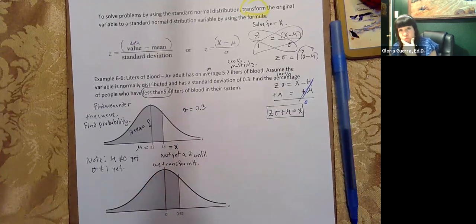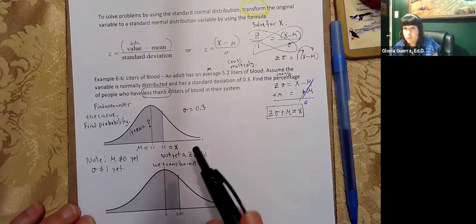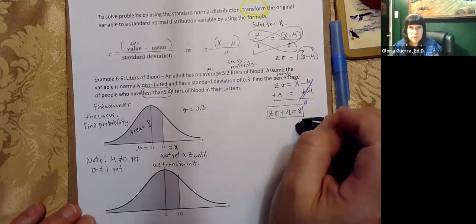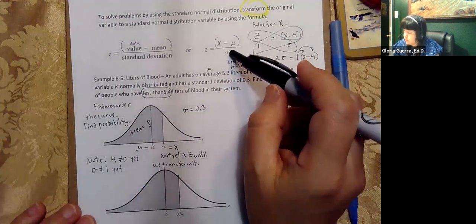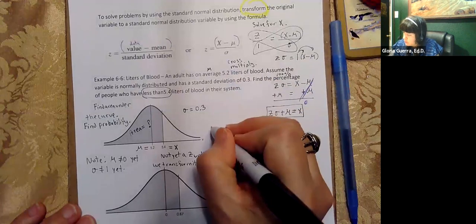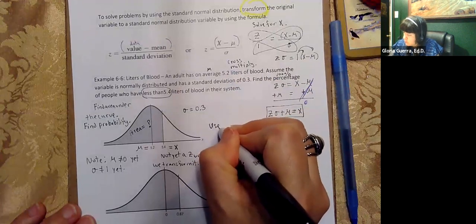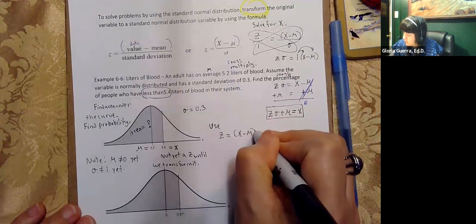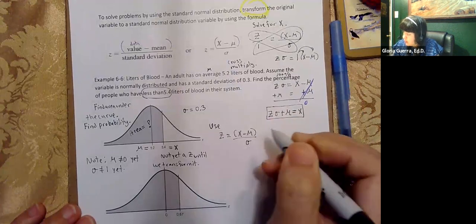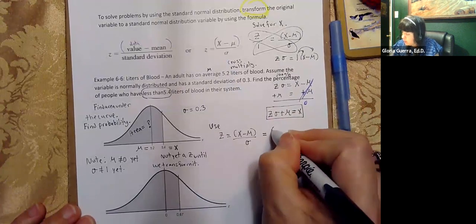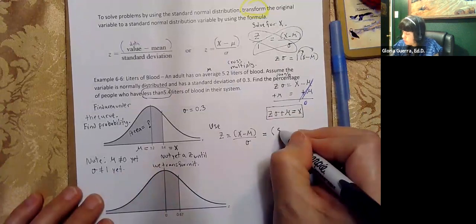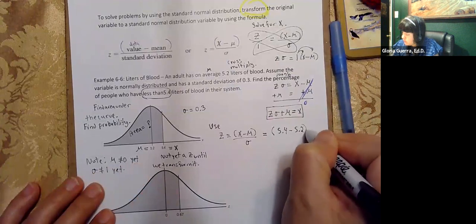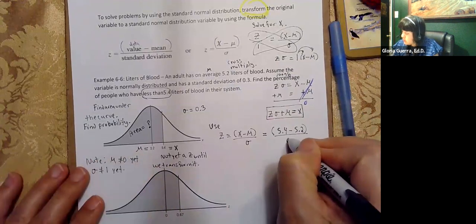So the way to transform that is to go ahead and use your formula at the top. We're not ready for this other formula yet, but this is the one we need. We need to find out what z is. So we want to use z is equal to x minus mean divided by sigma. And when you substitute, x is 5.4 minus your mean, 5.2, and then you divide by sigma. Remember, sigma is 0.3.